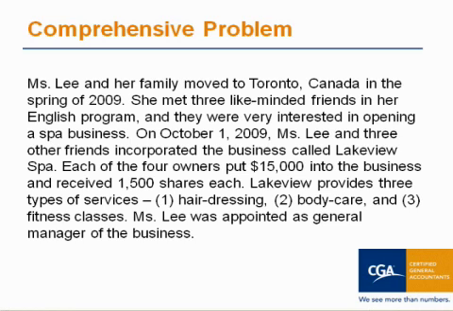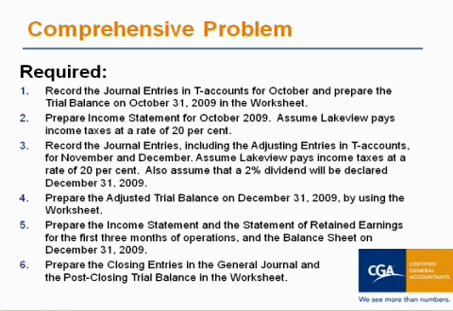Each of the four owners put in $15,000 into the business, and they each received 1,500 shares, which represented their ownership of the business. Lakeview Spa provides three types of services: hairdressing, body care, and fitness classes. And Ms. Lee has been appointed as the general manager of the business. So let's look at the tasks that are involved in solving this problem.